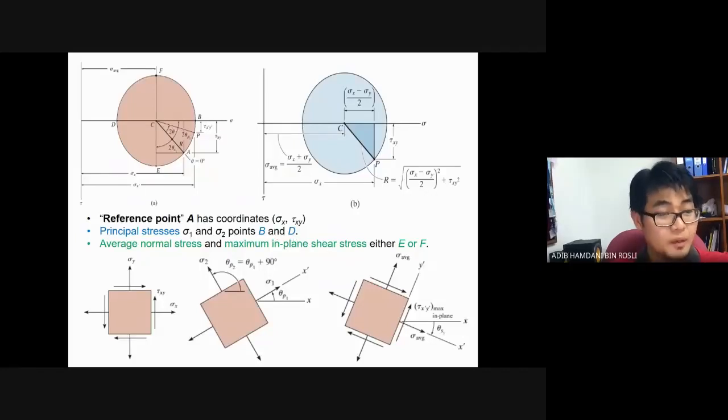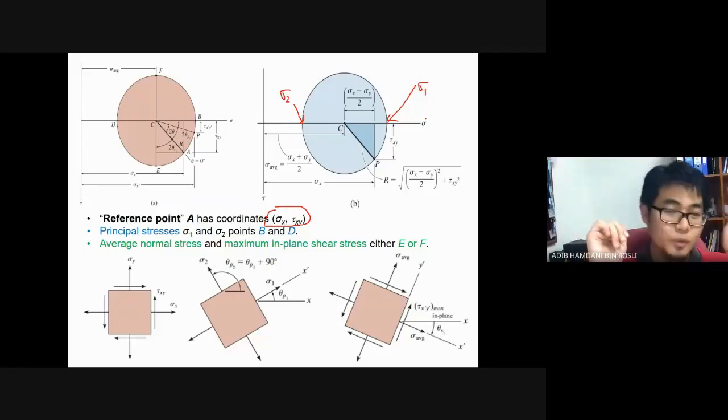So this is what I said. The reference point A has the coordinate sigma x, tau x y. The center is sigma average for sigma, and tau is 0. And once you have the radius, and you have drawn this circle, you remember your principal stresses: maximum principal stress sigma 1 and minimum sigma 2. From this Mohr circle, this is your sigma 1, this is your sigma 2.